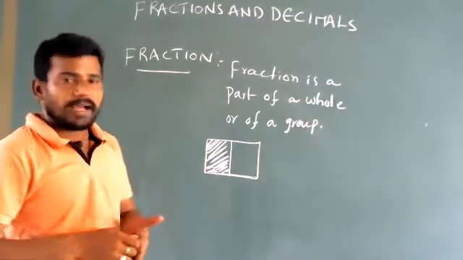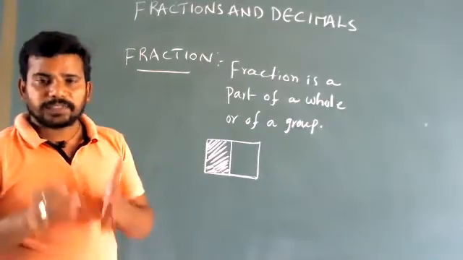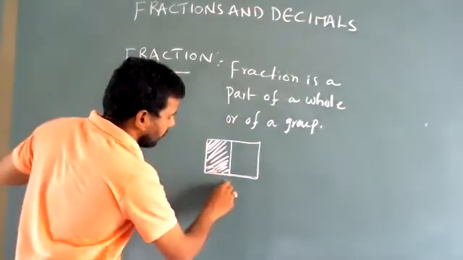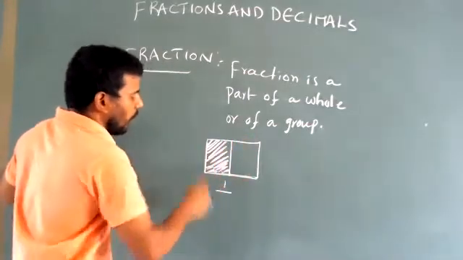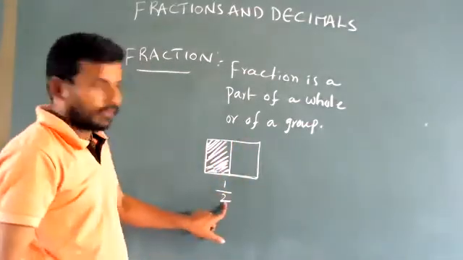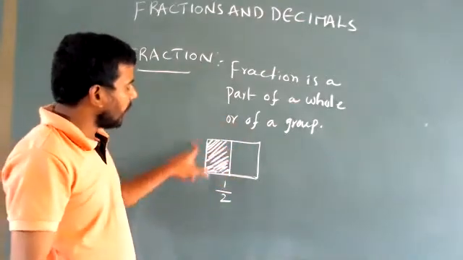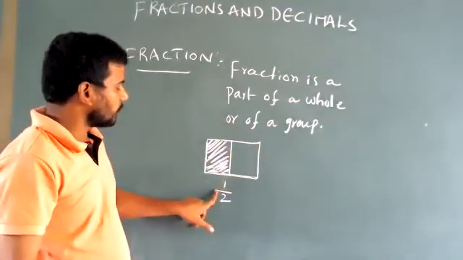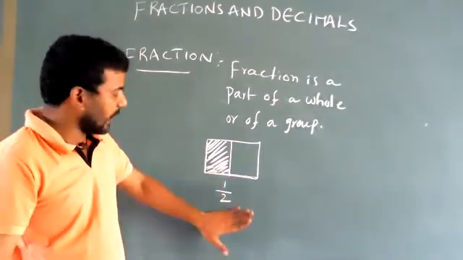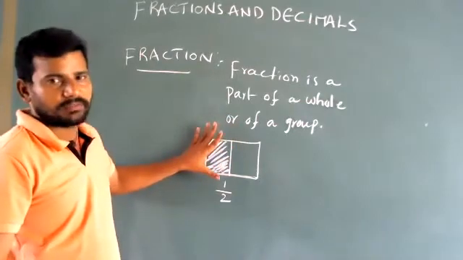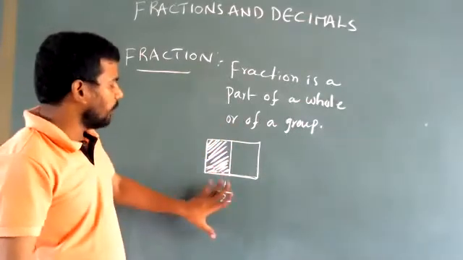So, what is the fraction of the shaded part of this figure? How many parts shaded? One part. Total, how many parts? Two equal parts, but we shaded one part. So you write it as a fraction: 1 by 2. So, this fraction is how much, children? 1 by 2. Which fraction means the shaded part? 1 by 2.